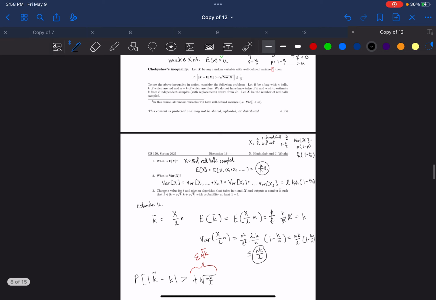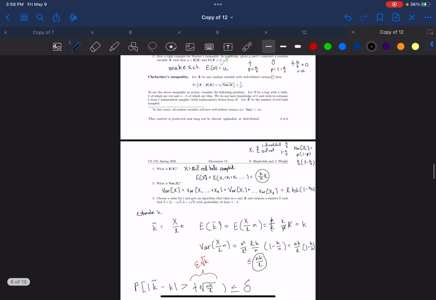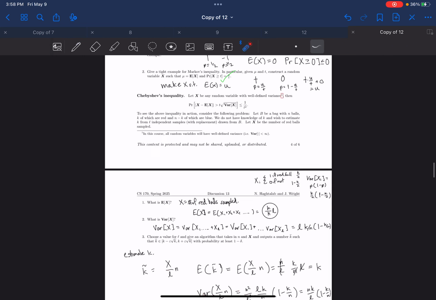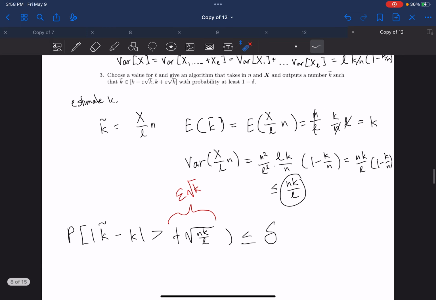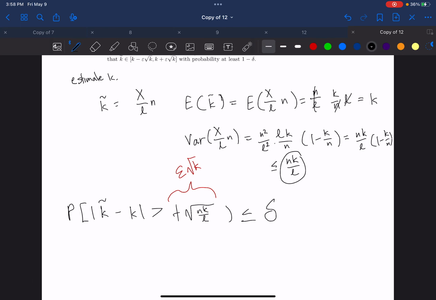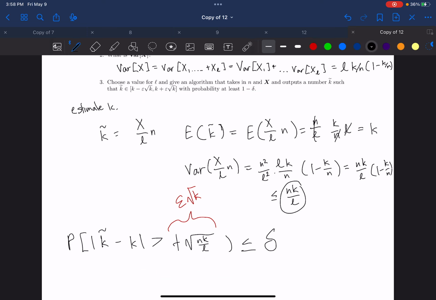Now filling out this probability, it's going to be less than or equal to, and remember that we want this to have probability at least 1 minus delta, which means this is going to be bounded by delta. Because Chebyshev's inequality is written as the chance that we are greater than our ranges is less than or equal to this, which means that we want to be less than or equal to delta, because this is the probability of us exceeding our bound, while this is the probability of us being in our bound.